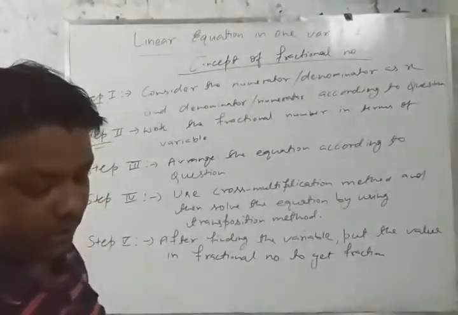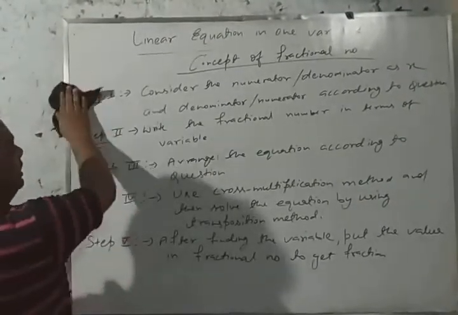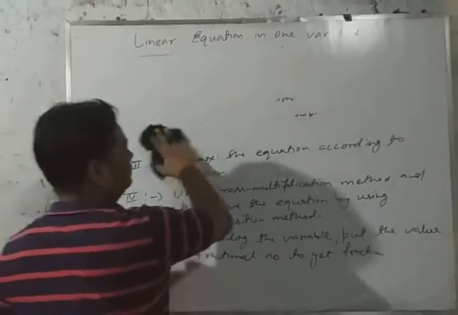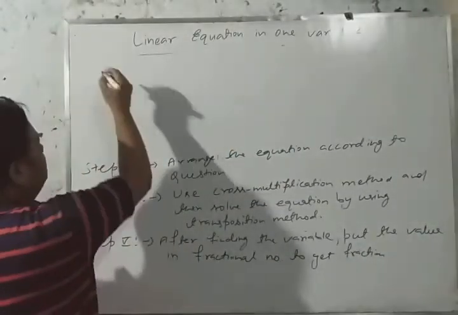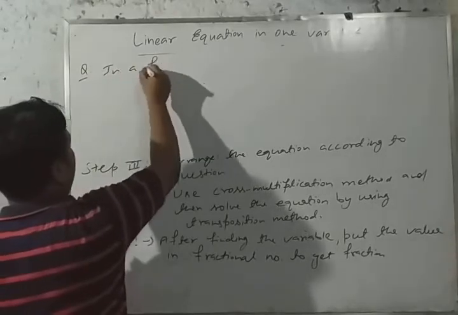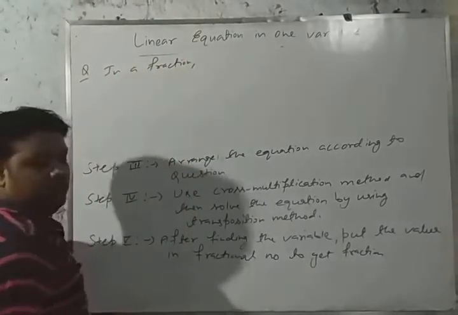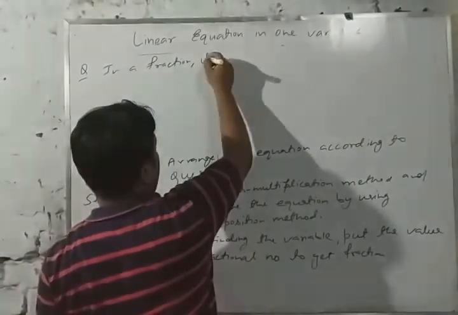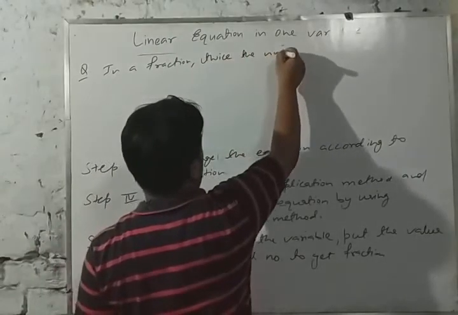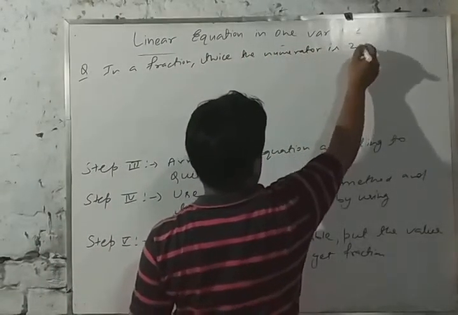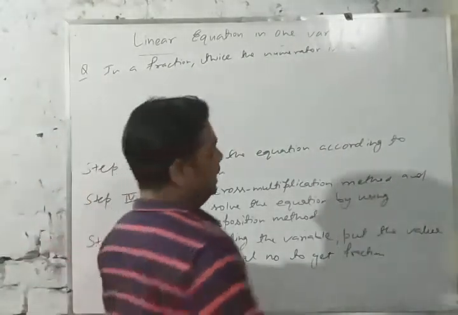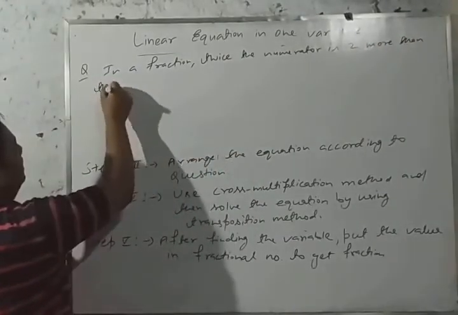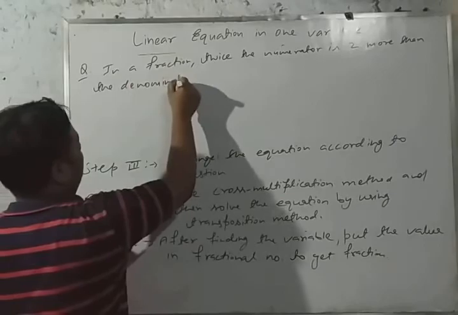Now, if the question is given, wait first. I am writing the question on the board. In a fraction, twice the numerator is 2 more than the denominator.